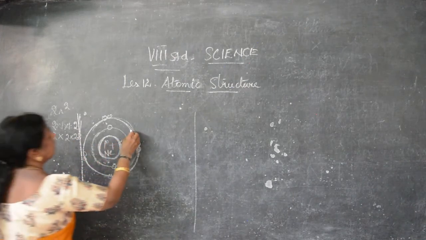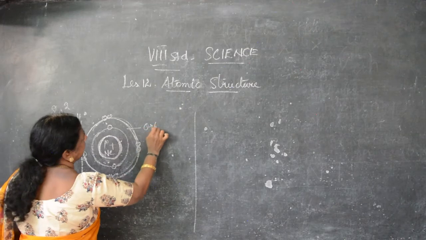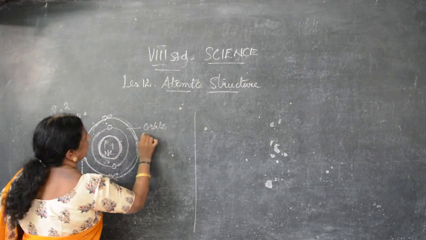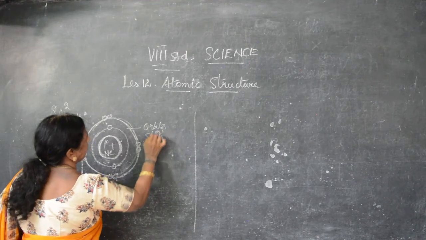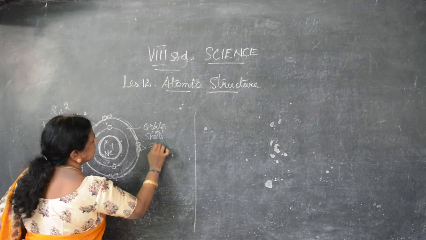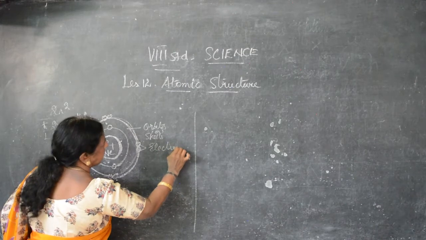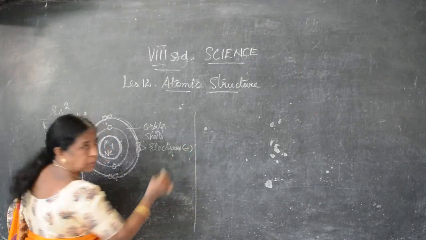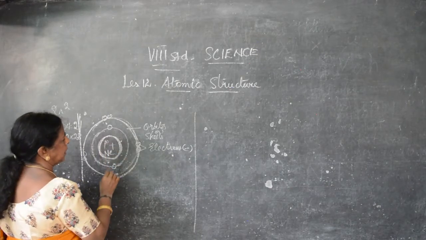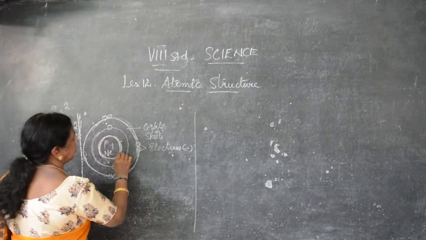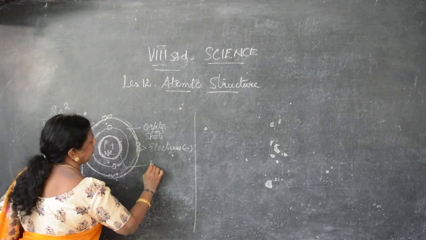These are known as orbits or shells. They are electrons, negatively charged particles. Clear? And this is the proton, a positively charged particle. The neutron is a neutral particle. This is the nucleus.